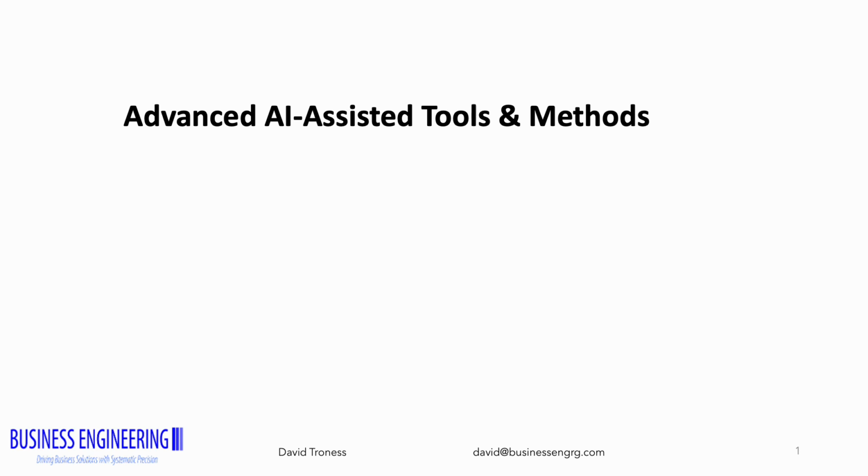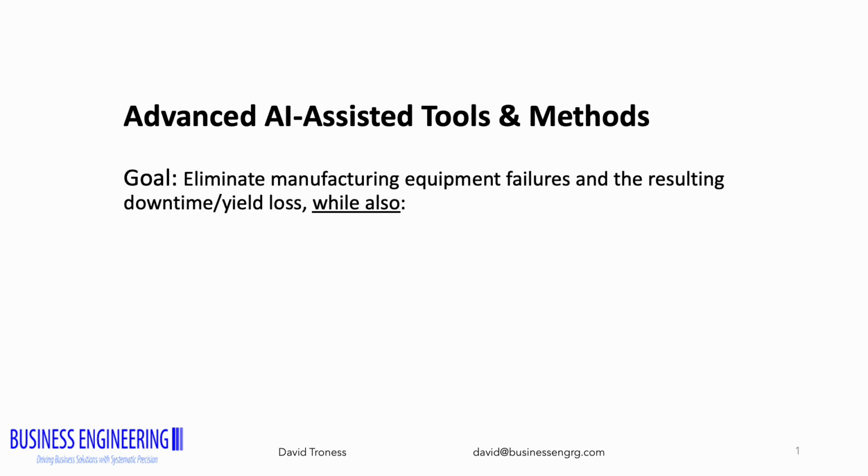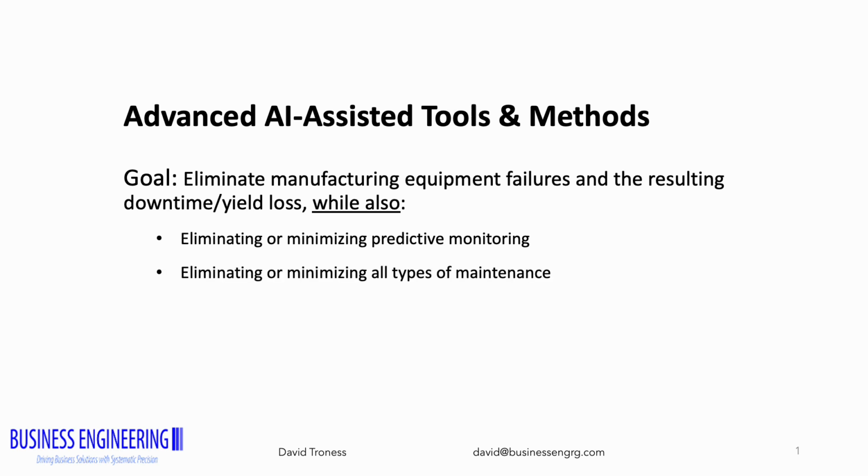Hello, and welcome to this overview of advanced AI-assisted tools and methods for improving equipment reliability. So the goal is to eliminate manufacturing equipment failures and the resulting downtime and yield loss, while also eliminating or minimizing predictive monitoring and eliminating or minimizing all types of maintenance.